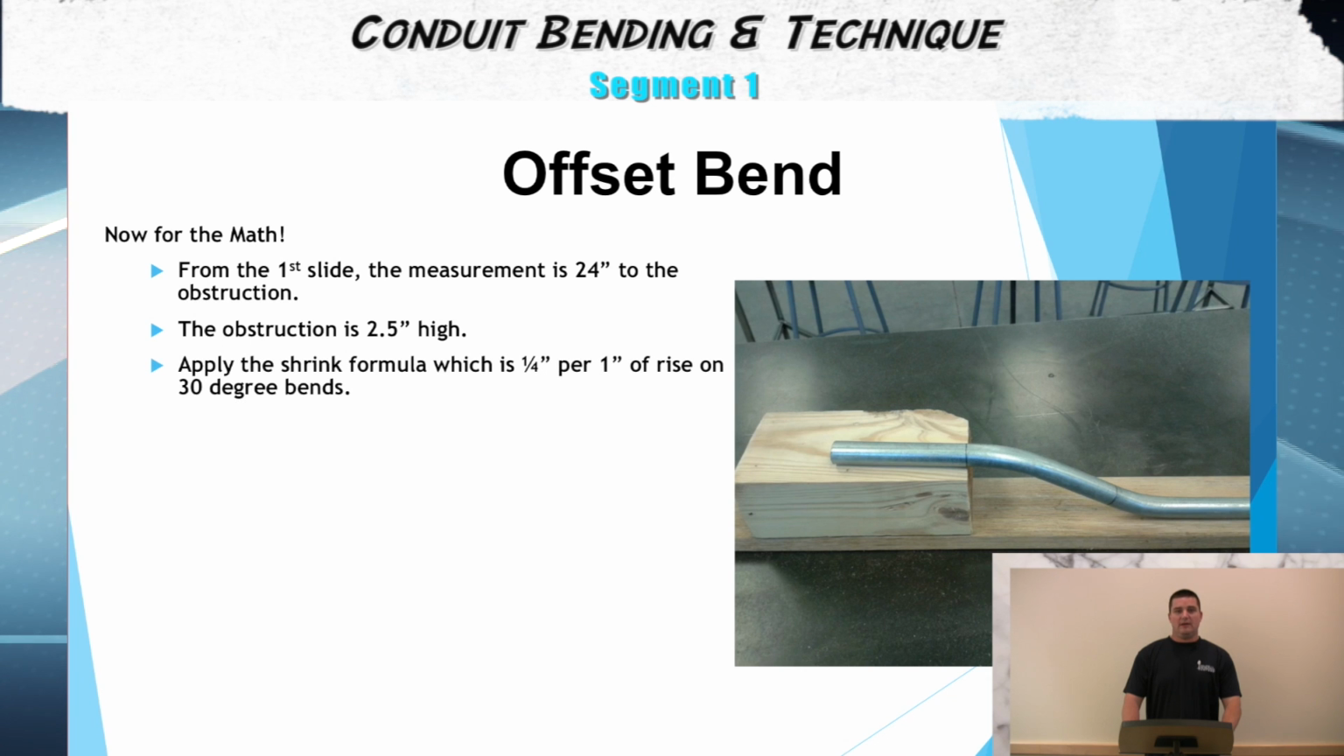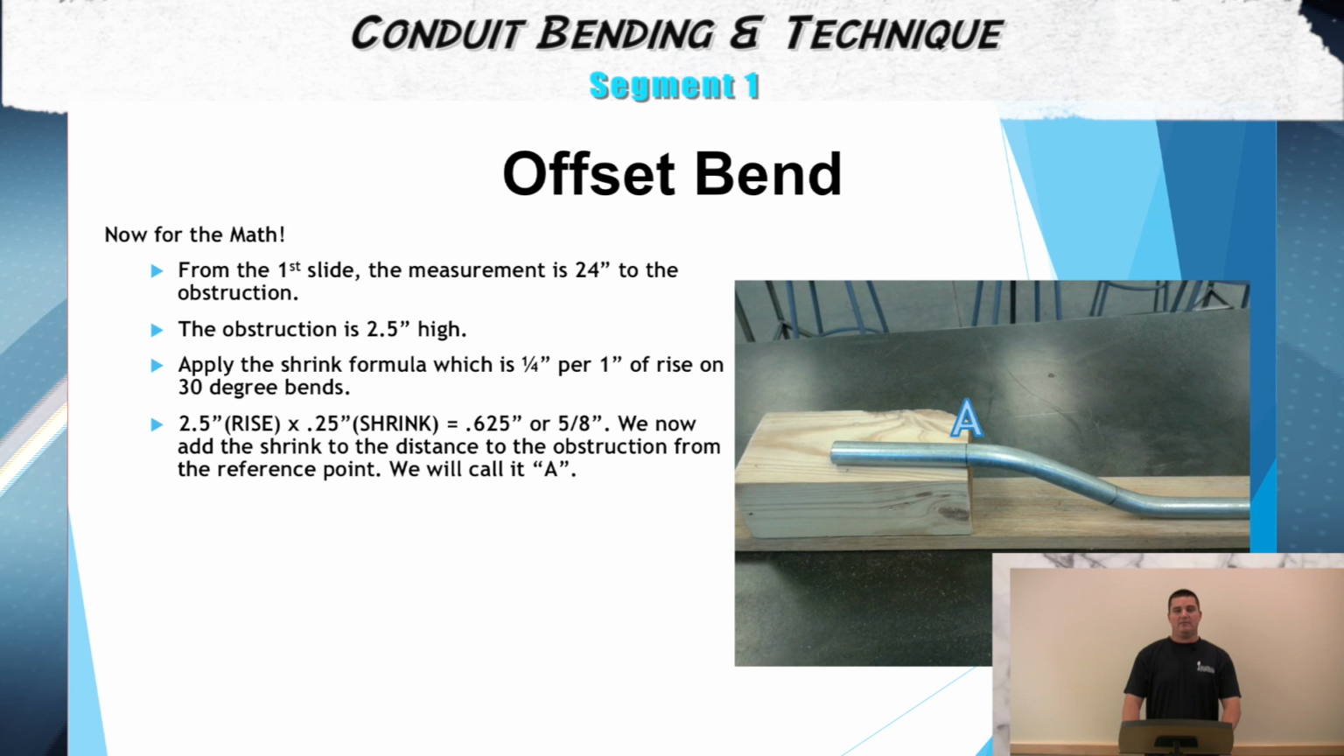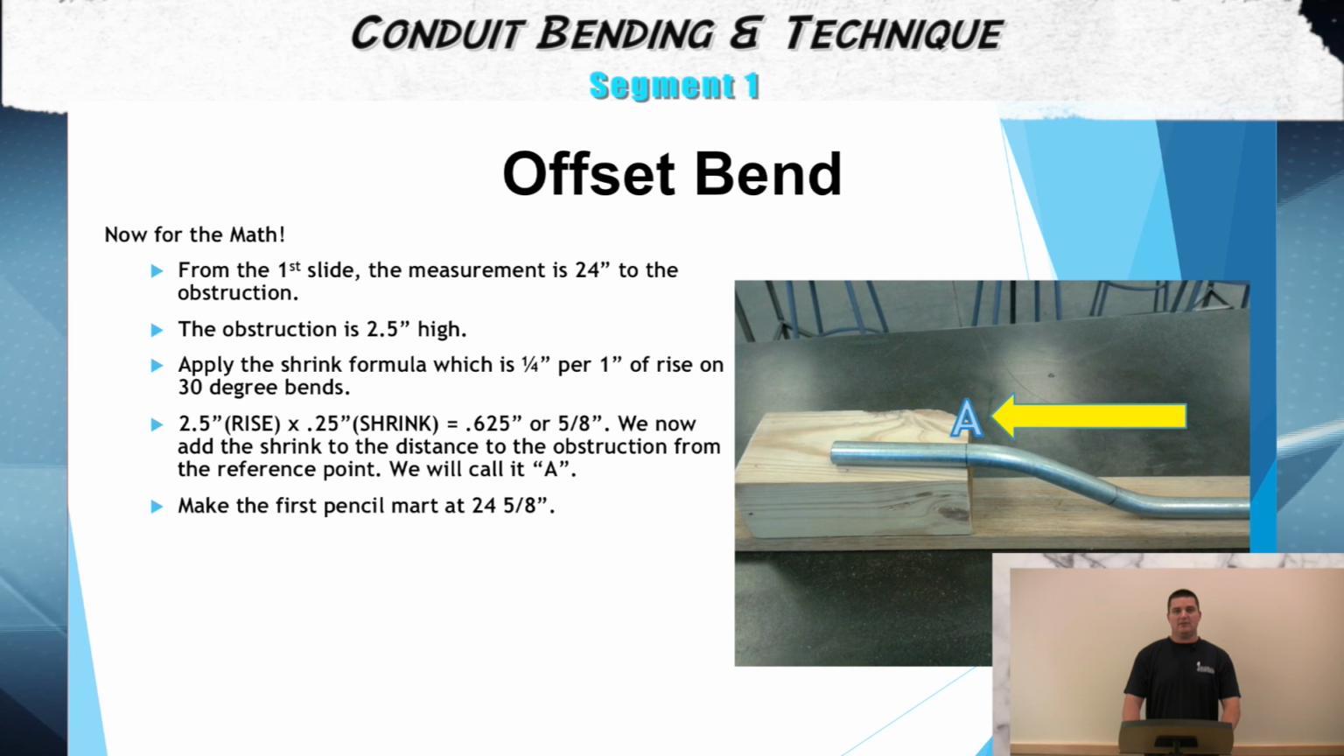With 1/4 of an inch of shrink per inch of rise, we take the height, 2.5 inches, times 0.25, the shrink, and we end up with 0.625 or 5/8 of an inch. When we add the shrink of 5/8 of an inch to the distance from the reference point to the obstruction, we end up with 24 and 5/8 of an inch.